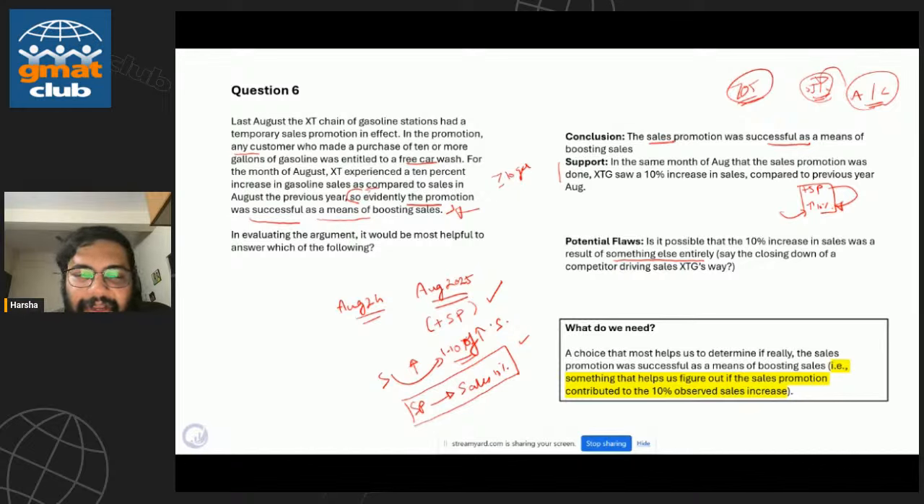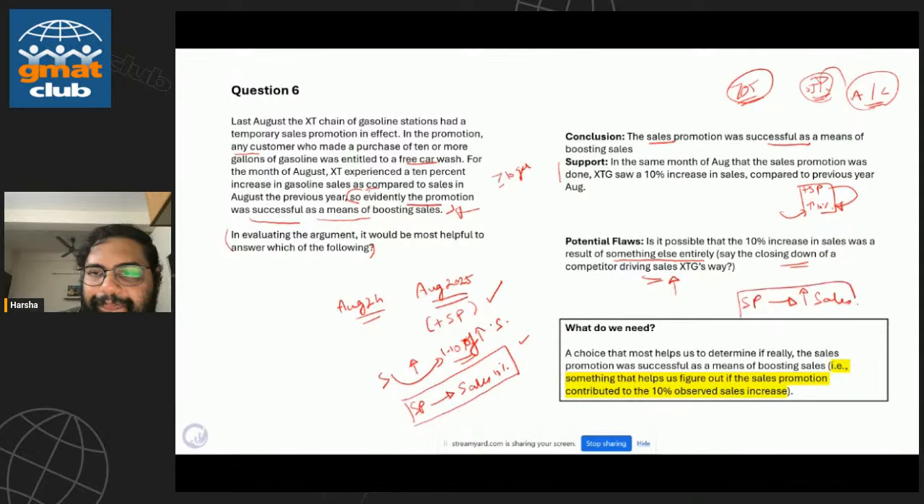It definitely helped. So anything which says it could not have helped, for some other reason entirely, that's a flaw, right? And the example that came to mind when I was solving this is, maybe the closing down of some competitor might have driven this entire thing. Now, what is it we need? In evaluating the argument, it would be most helpful to answer which of the following. So, a question, the answer to which will help us determine if indeed this sales promotion can be credited with the observed increase in sales.